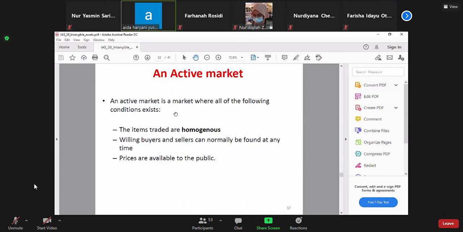Okay, what does it mean by active market? Active market ni is a market where all of the following condition exist. The market tu, the items traded are homogeneous. Macam contoh active vaccine tu. Yes, it is correct. You're homogeneous. Willing buyers and sellers can normally be found at any time, and then prices are available to the public.